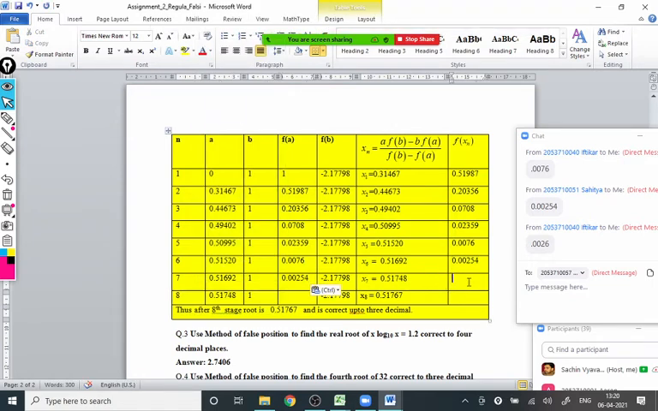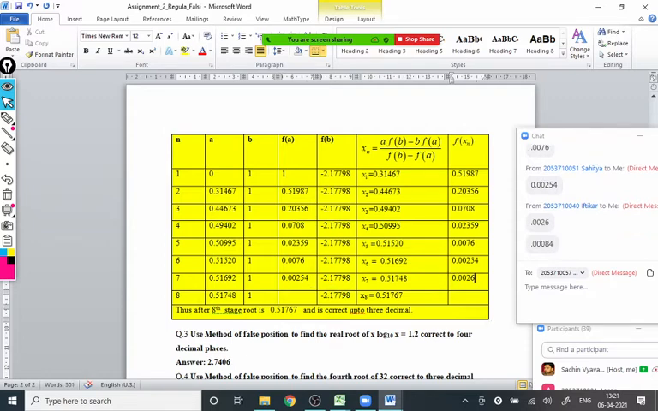And the last value, is it 0.0026? Okay, I am getting not 26. Okay, 84. Not 84.